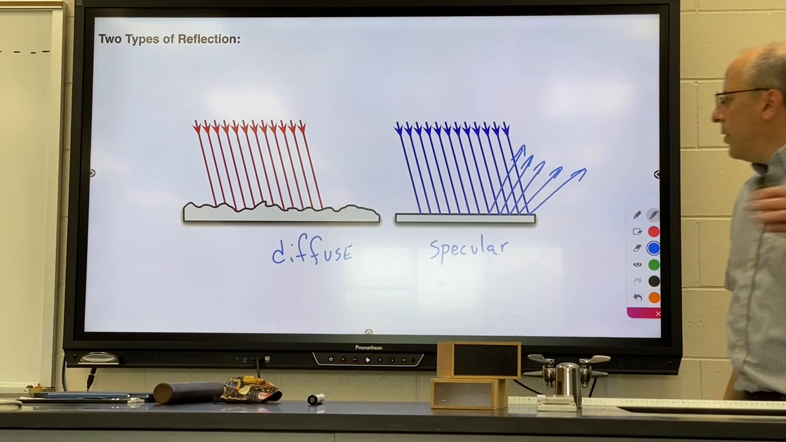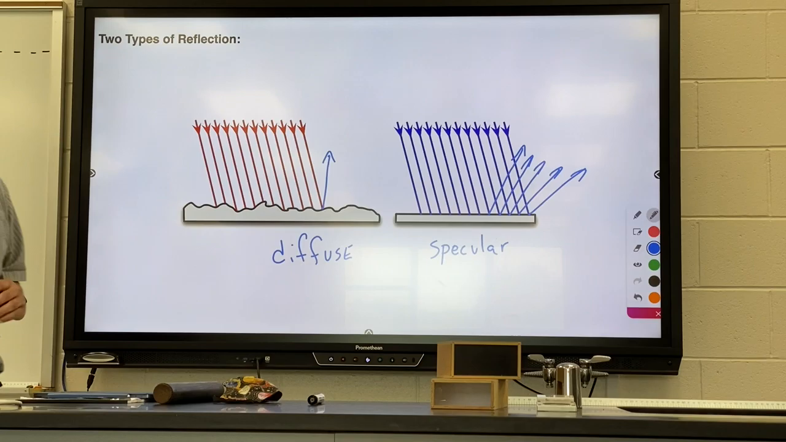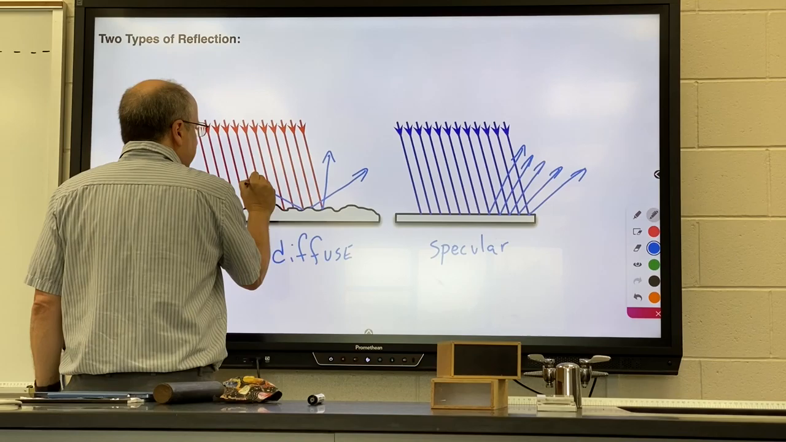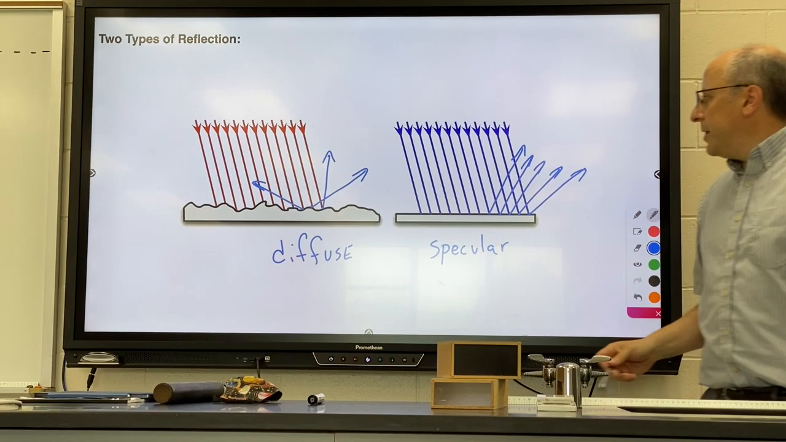Off of a rough surface, since each part that gets hit is going to be tilted at a different angle, we're going to have the light reflecting all kinds of different ways. The actual angles you draw are not important, but the parallel rays of light will diffuse in all different directions.